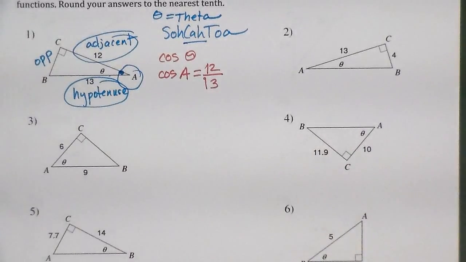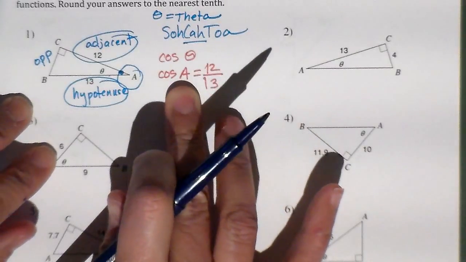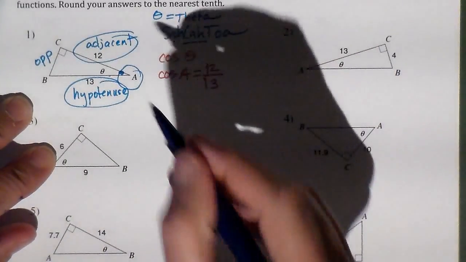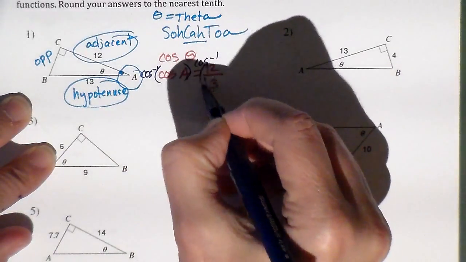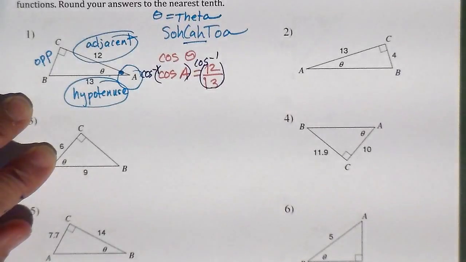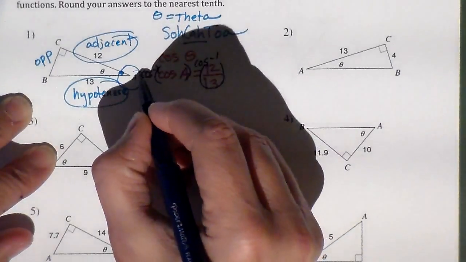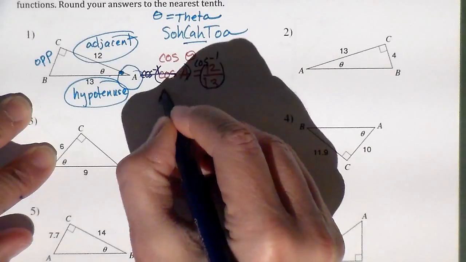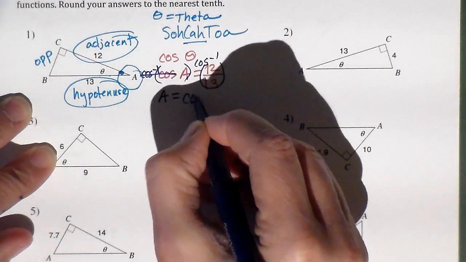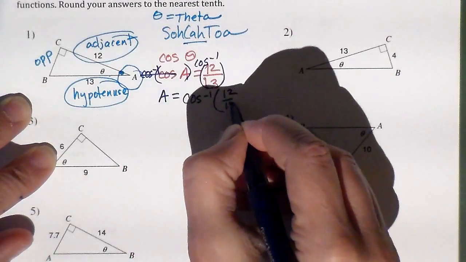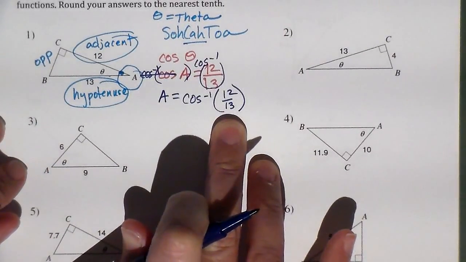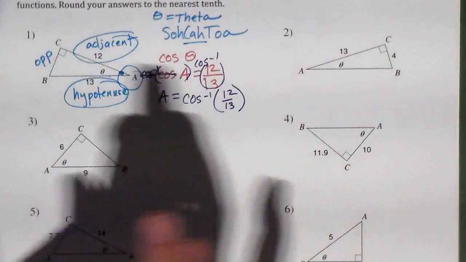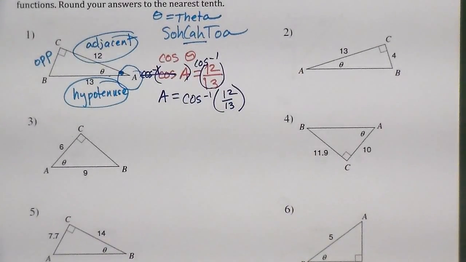Now remember, I want to get rid of the functions on the one side. I want to get A isolated. So remember, we undo the functions by taking the inverse. So I'm going to inverse both sides. That's not to the negative first power. That means inverse. The inverse undoes the original function. So I end up with A equals the inverse cosine of 12 over 13. And basically what this is saying is, what's the measure of the angle if the adjacent to hypotenuse is 12 over 13? So we're going to go into the calculator again.